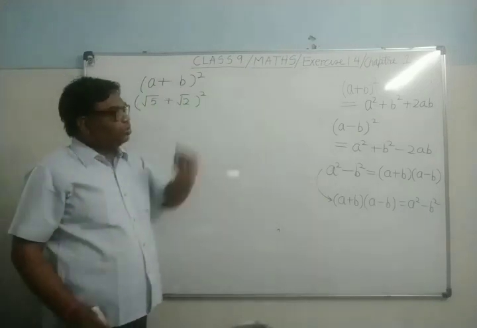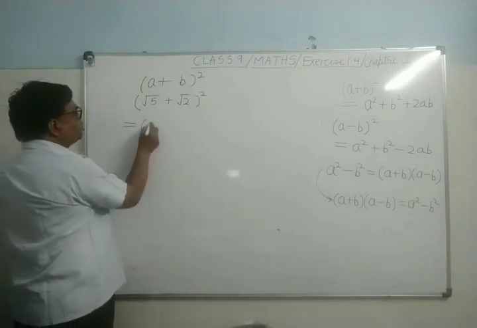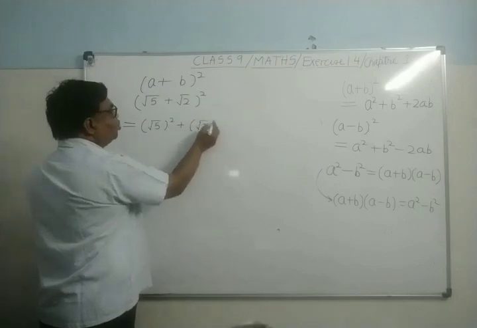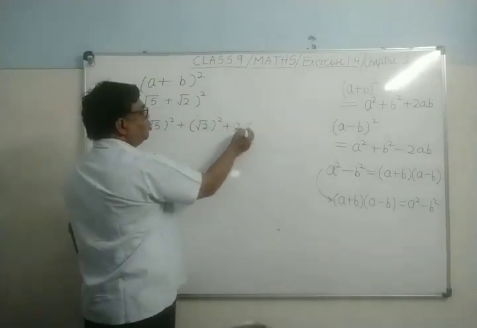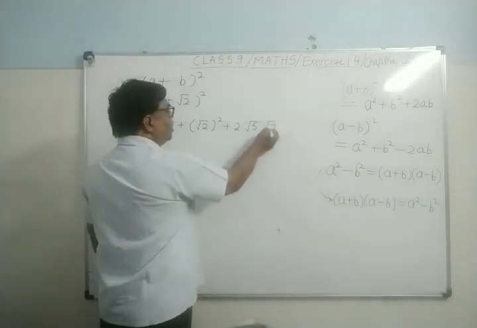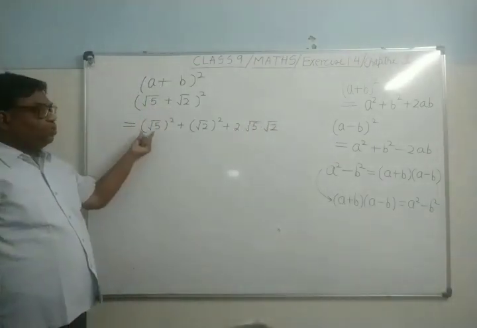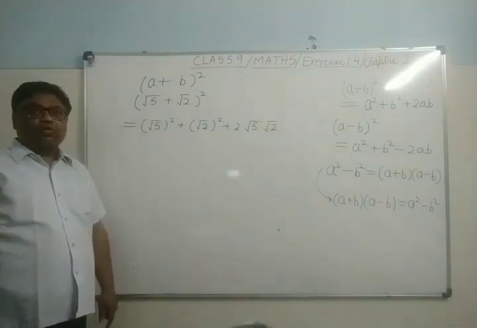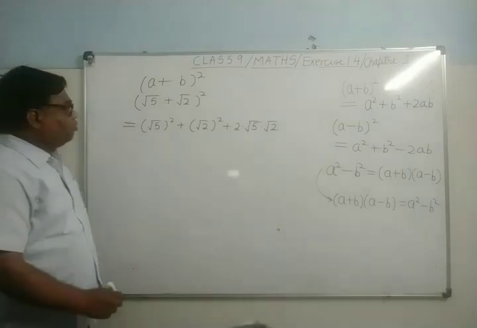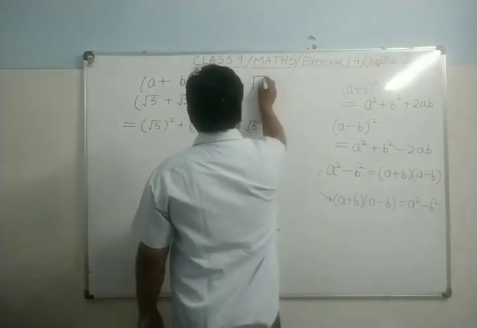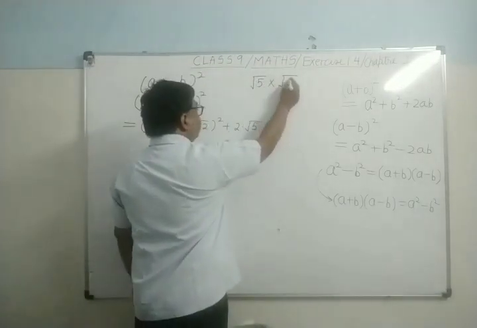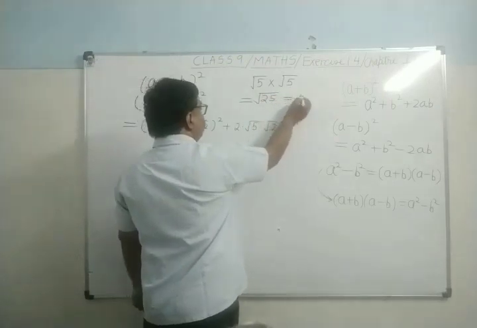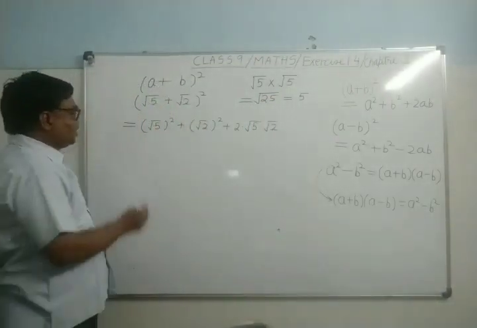So now you use that formula. a square means (root 5) whole square, b square means (root 2) whole square, plus 2 into a into b. Now, as we know, when we square any square root, the square root is removed. Because what is the meaning of (root 5) whole square? It is root 5 into root 5, which is root 25, and root 25 is 5. So we will write directly here.